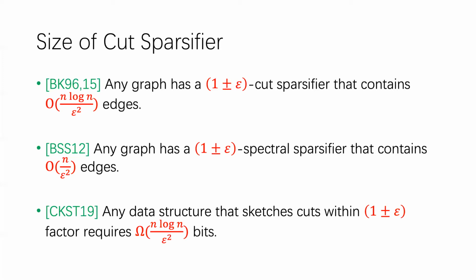They prove that any data structure that sketches cuts within a 1 plus or minus epsilon factor requires order n log n bits. Note that it may appear that the lower bound is larger than the order n bound, but notice that each edge needs log n bits of space to store, so this is not a contradiction with the upper bound.